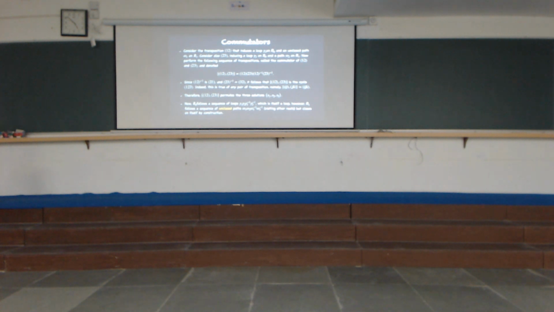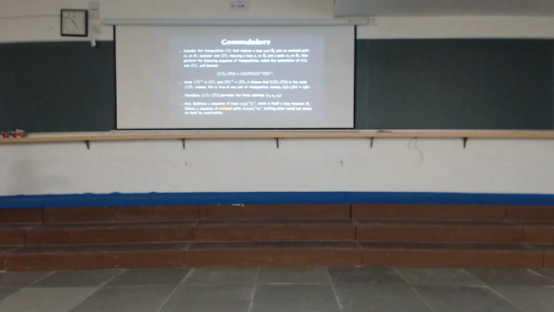So similarly, consider the transposition (2, 3), inducing a loop gamma 2. Again, on continuous functions, nothing will matter. But it will induce a half path, so to say, in the space of square roots. So now you follow them one after the other. The following sequence of transpositions, called the commutator of (1, 2) and (2, 3), and denoted by this, is going to be our new character.